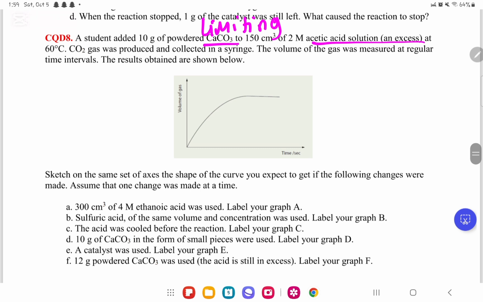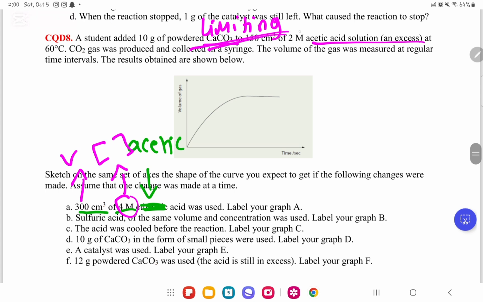They're telling us in A, 300 centimeter cubed of 4 molarity ethanoic acid was used. I don't think they mean ethanoic, they probably mean acetic acid. So, what happened here? We increased the concentration and we increased the volume. But we increased it of what? Did we increase it of the limiting or the excess? We increased it of the excess.